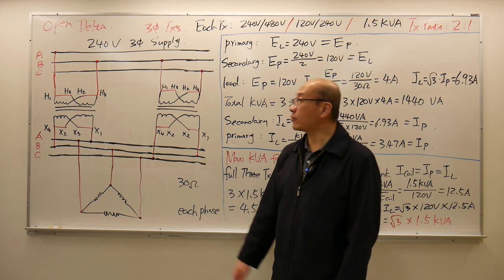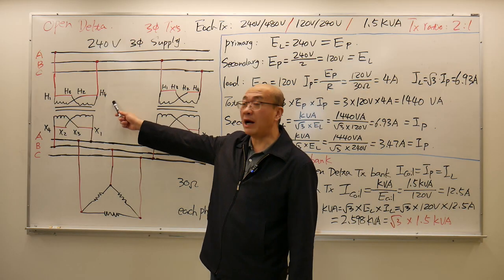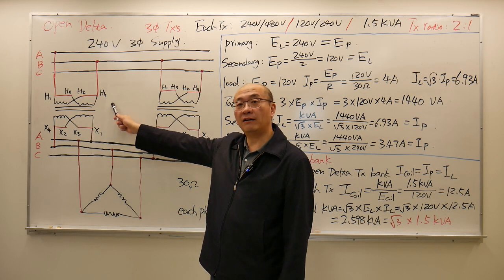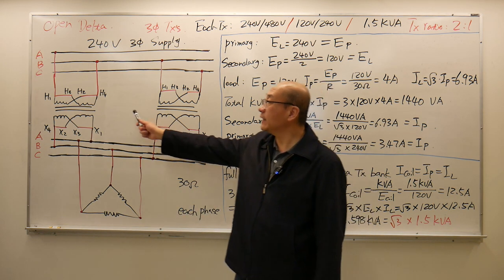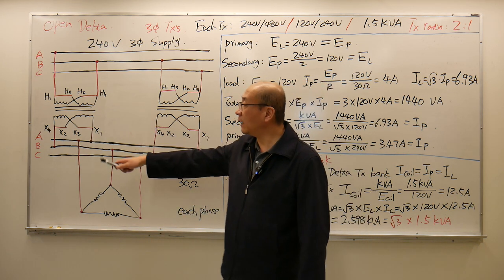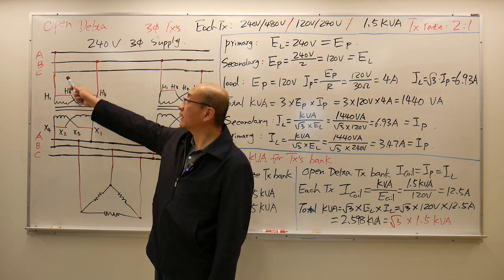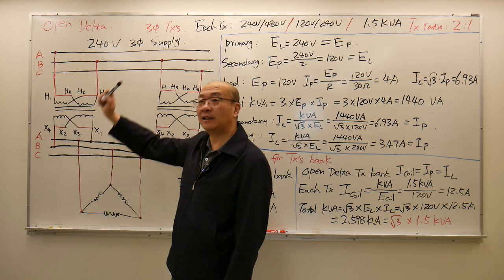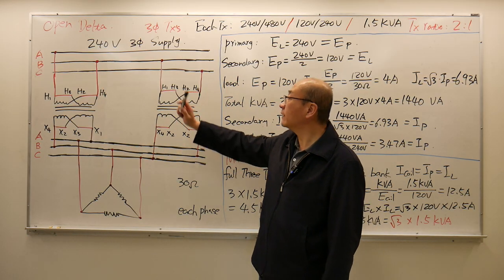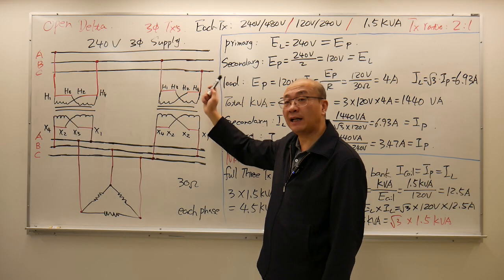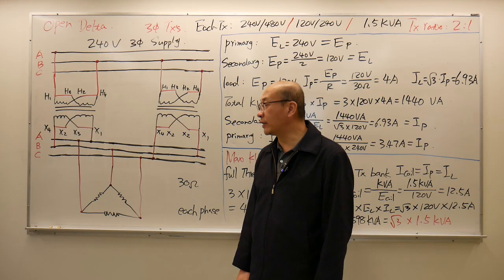So here's the connection. I only use two of those transformers. I connect the primary side in delta. The secondary side is also delta, but instead of three transformers, I only have two here. Transformer 1 connects between line A and line B. The second transformer connects between line B and line C. It's the same for the primary side and the secondary side.